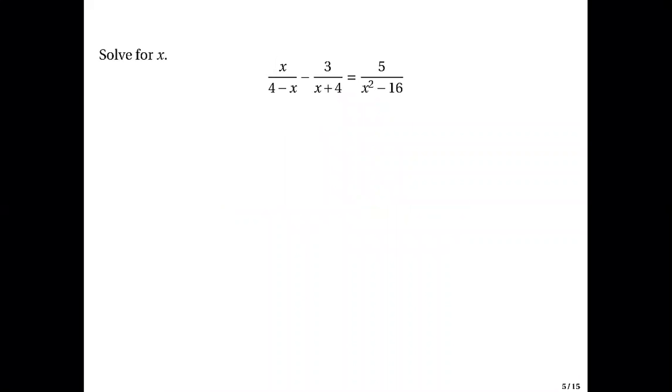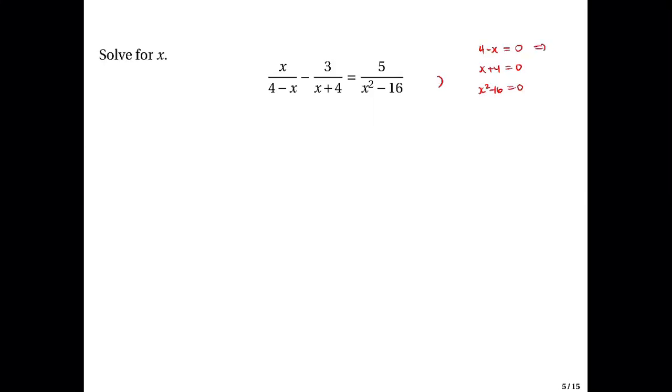Next problem, solve for x in the equation x over 4 minus x, minus 3 over x plus 4, equals 5 over x squared minus 16. So in here, let us just write the restrictions. We don't want 4 minus x to be 0. We also don't want x plus 4 to be 0. And x squared minus 16 to be 0. So we don't want these three cases.